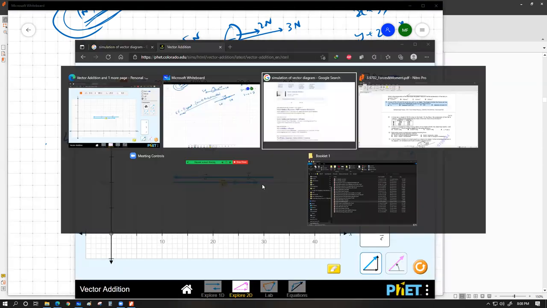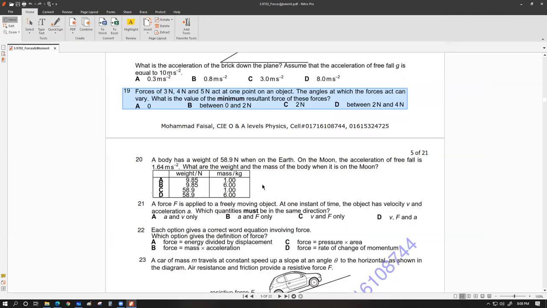So for this question that we have over here, the correct answer would be zero, because the question asks for the value of the minimum resultant force of these forces. You do understand that 3, 4, 5 can give us a closed triangle, so that answer would be zero. If we had values like, let's say, 2, 3, 6, the answer would have been 1 newton. If we had values like 10, 11, 12, it can still be zero, because the sum of the smaller two is bigger than the third one.